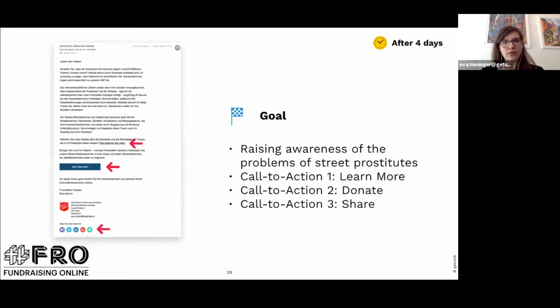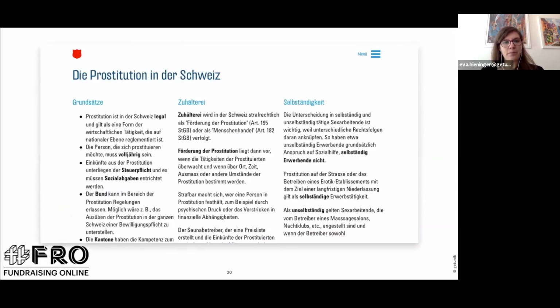And then again, after 4 days, there was another email which raised more awareness of the problems of street prostitutes in Switzerland, because a lot of street prostitution in Switzerland is legal, but a lot of people don't know that. And so the landing page here was just the facts. What is prostitution in Switzerland? What are the facts, and what does it actually mean? It is legal. They have to be over 18. They also have to pay their taxes, and so on and so forth.